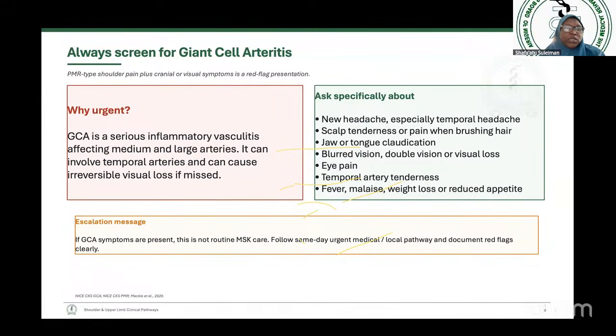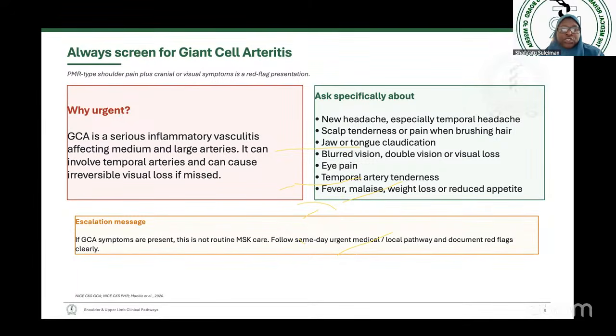So for all patients that you think have polymyalgia rheumatica or you confirm polymyalgia rheumatica, you definitely need to also screen for giant cell arthritis, because if they have got that, it can cause irreversible visual loss if not acted upon on time.